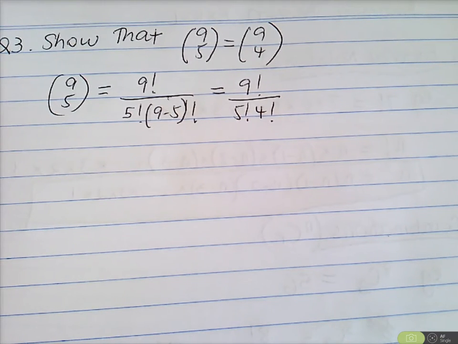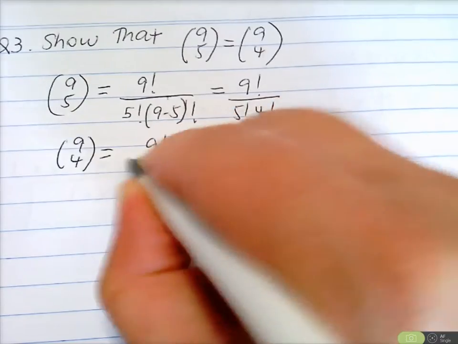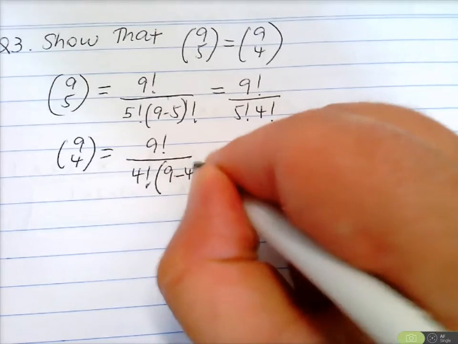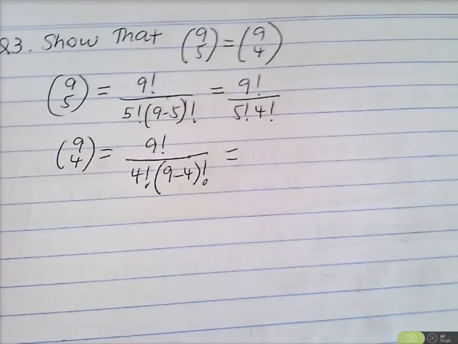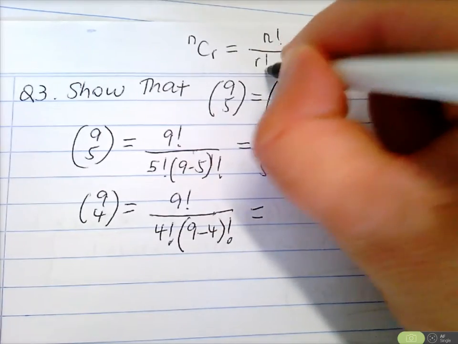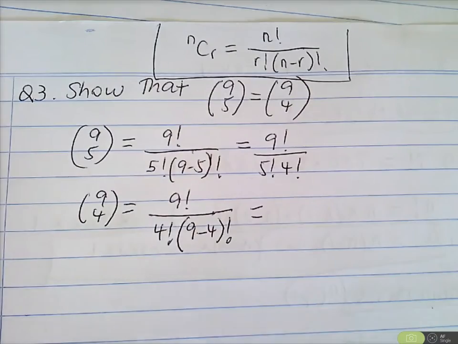No, if you're showing it, I'd probably put the intermediate step with showing it. And then you could say 9 on 4, isn't that 9 factorial over 4 factorial times 9 minus 4 factorial? Because isn't the formula nCr is n factorial over r factorial times n minus r factorial? So I'm trying to use that formula, that nCr is n factorial over r factorial times n minus r factorial. That's what I'm using to show that.